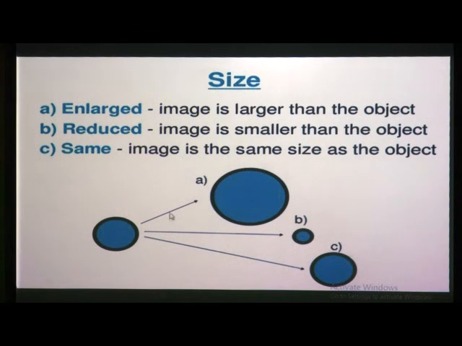Next is reduced, which is also known as diminished. What is meant by diminished or reduced? It means smaller in size. The image is smaller than the object. Whatever image we get from the mirror will be smaller than the object. Next is the same. A same image is an image of the same size as the object.